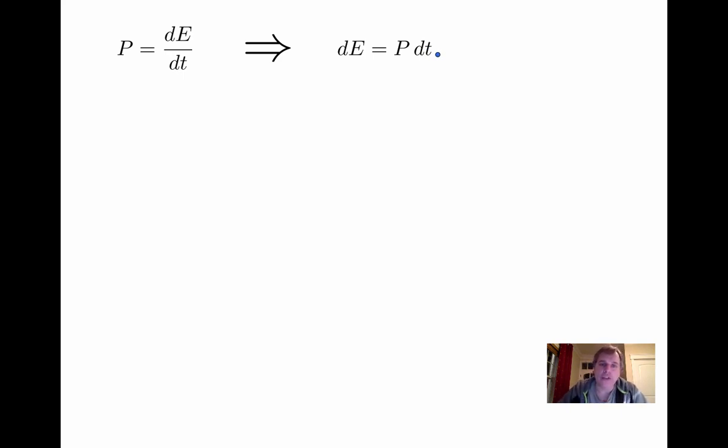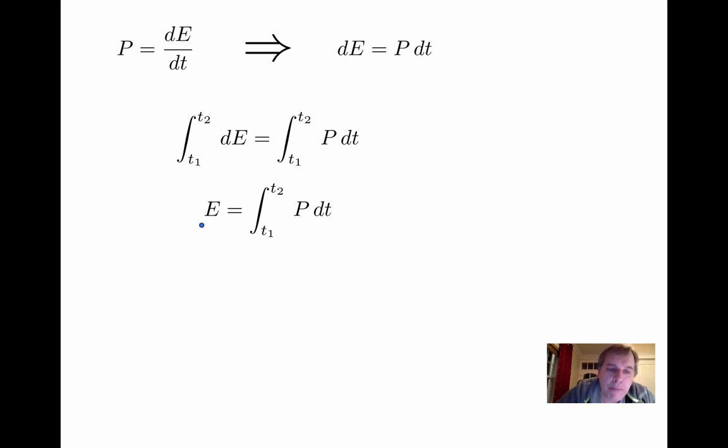Now, if you want the total energy that is, let's say, stored in a capacitor or dissipated in a resistor between two times, then what you have to do is integrate. So what we're doing here is that if you integrate dE from a time t1 to a time t2, the meaning of this side here, that's the total energy that is stored, let's say, between the time t1 and time t2. And on the other side, you integrate this. So the integral of dE just gives you energy, and on the other side, you're left with the integral of p dt.